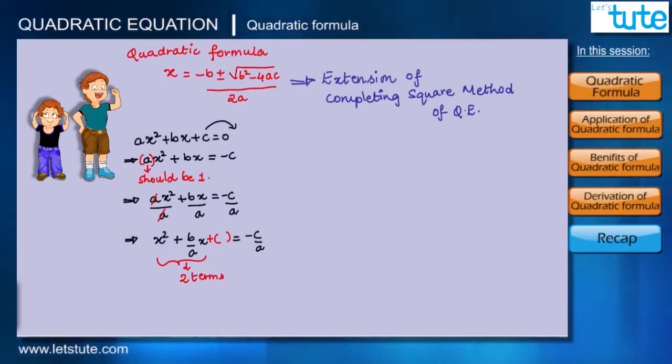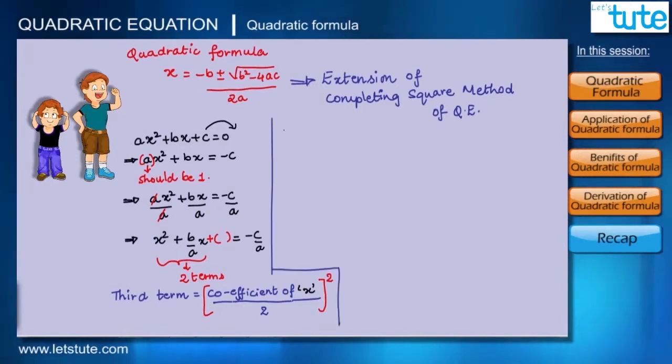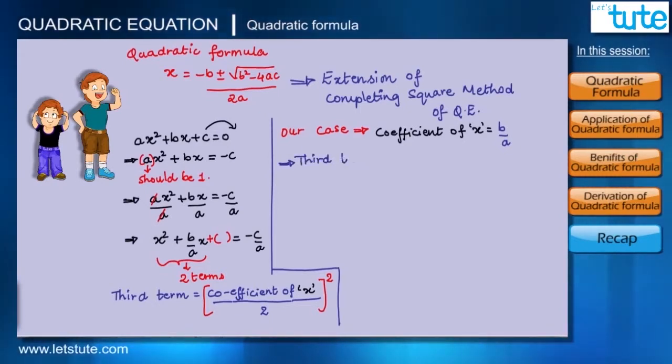So how to find the third term? This also we learnt in completing square method. That is, third term equals to coefficient of x divided by 2 and square it. So in our case, coefficient of x is b by a. So on dividing by 2, we will get b by a by 2 and we have to square it. So we are getting b upon 2a the whole square.